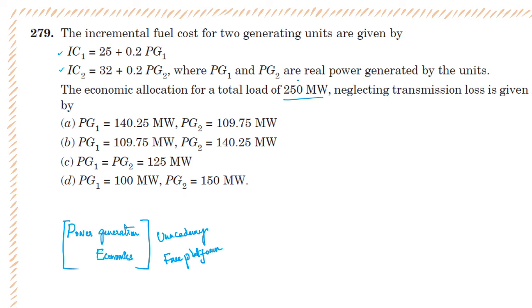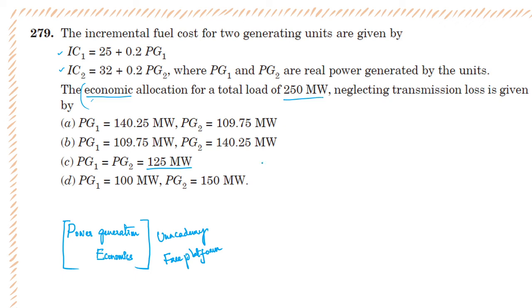Neglecting the transmission loss, what should the power generation distribution be? How do we allocate this? How do we allocate the power distribution economically? Economic allocation means optimal distribution. Optimum allocation means nothing but economic allocation. For optimum allocation, what is the primary condition? To supply 250 megawatts, the sum must be 250, but how are we dividing it? Whether we divide equally, or depending upon the incremental fuel cost characteristics. Depending upon IC1 and IC2, we must give the load share.